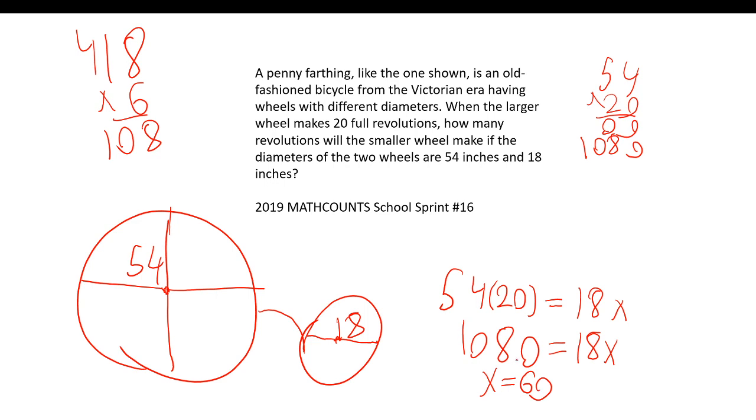So the smaller wheel will make 60 revolutions. If the diameter of the larger wheel makes 24 revolutions in the same amount of time, this is 60 revolutions.